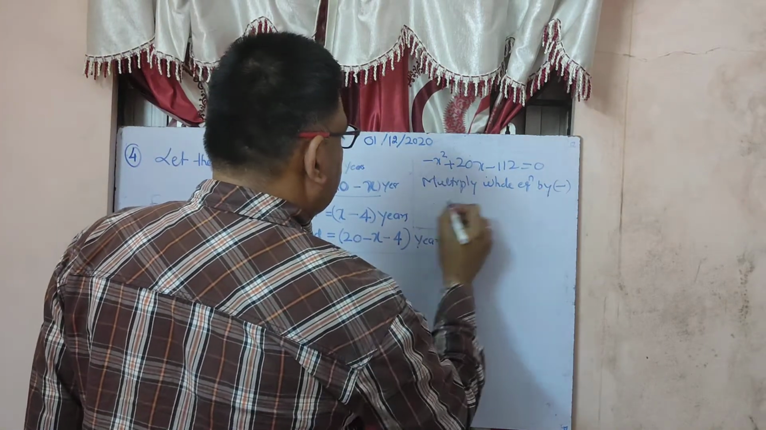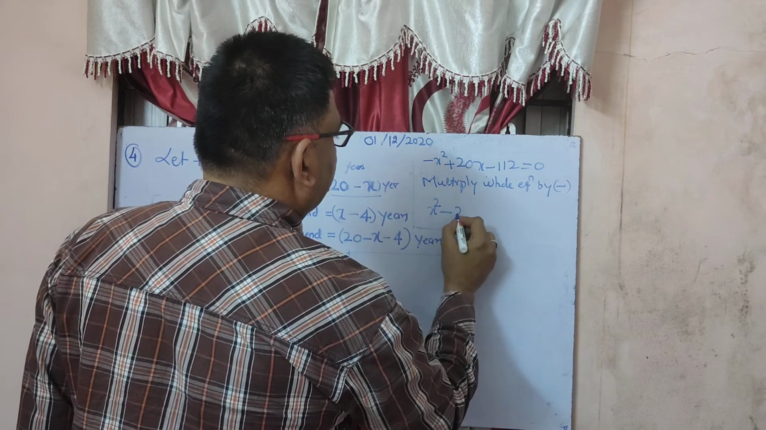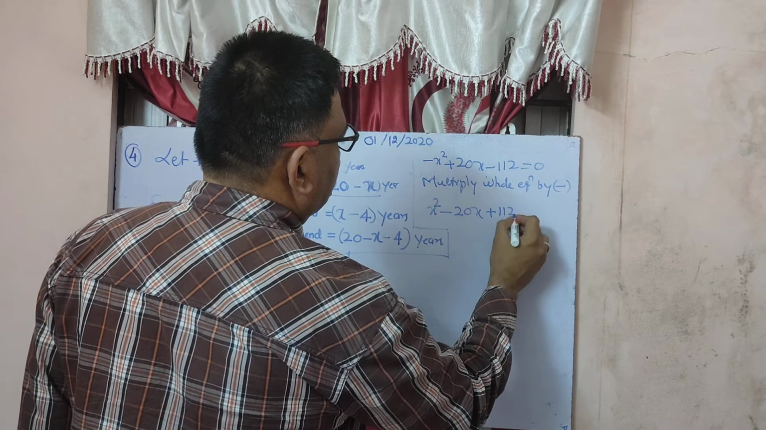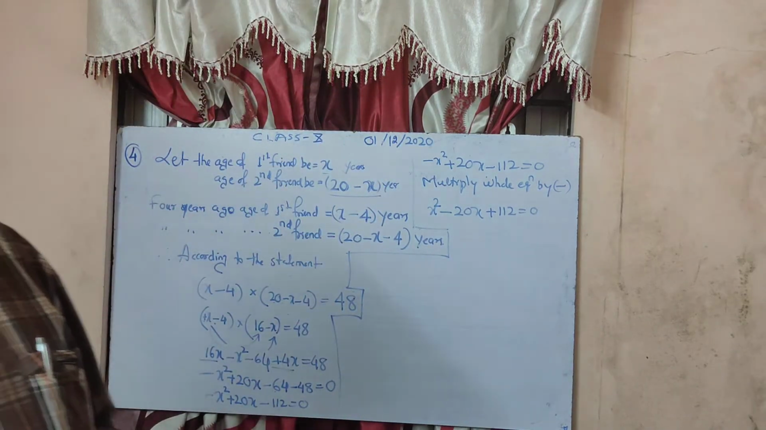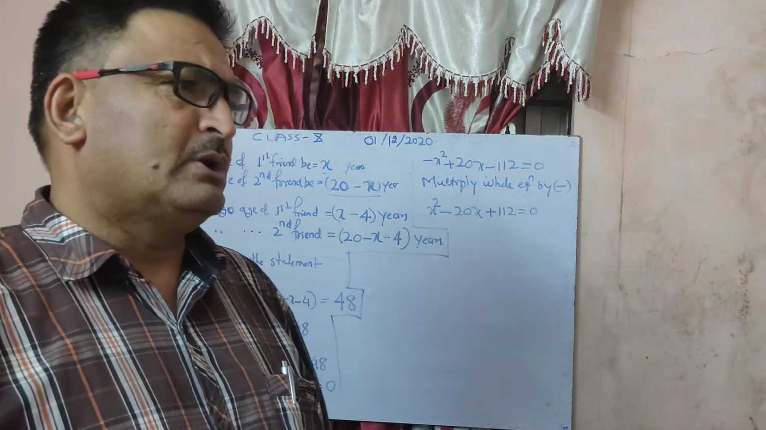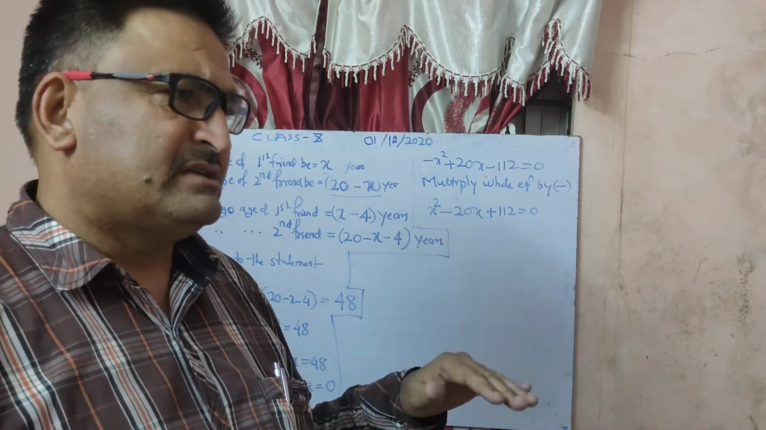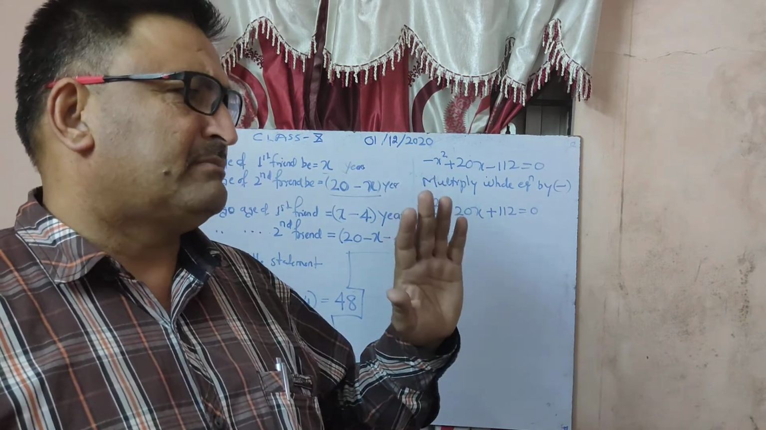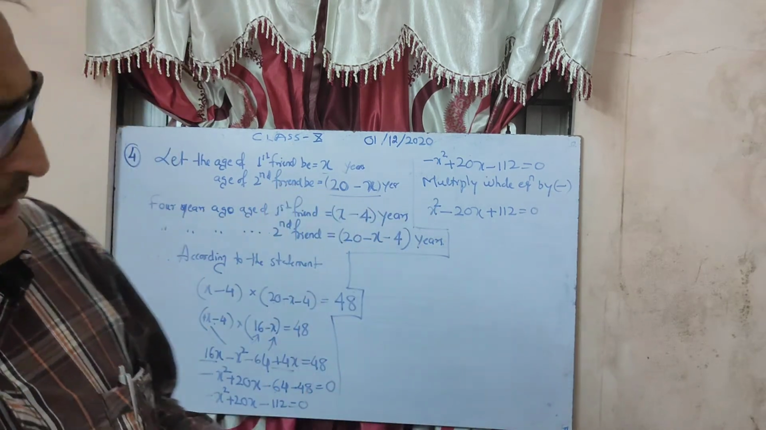So negative into negative, positive; negative into positive, negative. You have to remember one thing: if you multiply any equation by negative sign, whatever signs are already there in the equation will just be reversed. If it is plus, it will become negative. If it is negative, it will become positive. Remember only one thing.